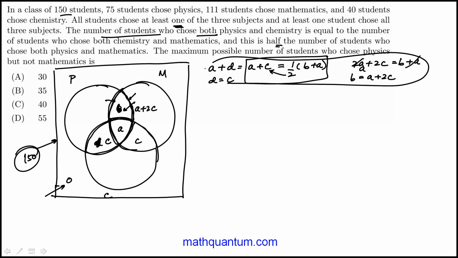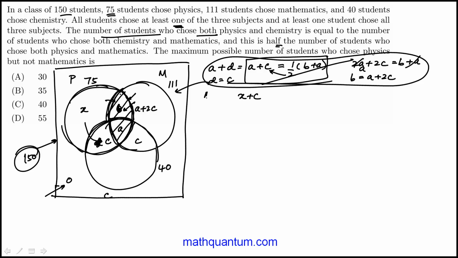So essentially, I've taken all that and incorporated it in this figure. I just have these two variables. And of course, I have all these numbers, the total number of people in these circles individually. So next, I will phrase what we're looking for: the maximum possible number of students who chose physics but not mathematics. So I have to exclude this region from the physics. If I call this X here, meaning students who chose physics alone, we're trying to maximize X plus C. So this is what we're trying to maximize. And I also know that 75 has to equal the sum of all these three regions. So that's my other relationship.